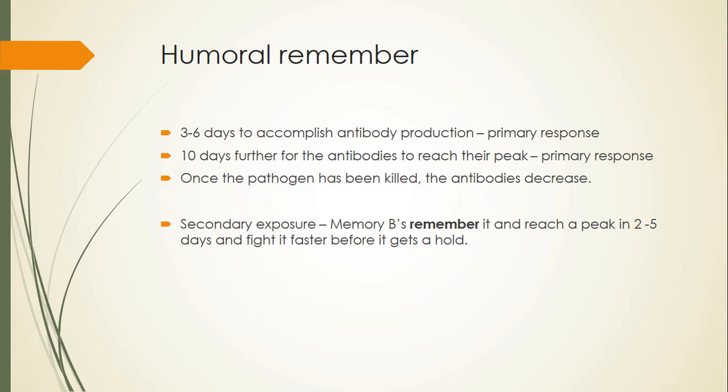Once the pathogen has been killed, the antibodies, the plasma Bs, decrease. Of course, the memory Bs are still there, but the general antibodies decrease because they're no longer required. On a secondary exposure, we get the next exposure of, let's say, measles, or secondary exposure of some bacteria or other. The memory Bs will remember it, and they will reach a peak in 2 to 5 days, much faster, and they'll fight it faster before it gets a hold.